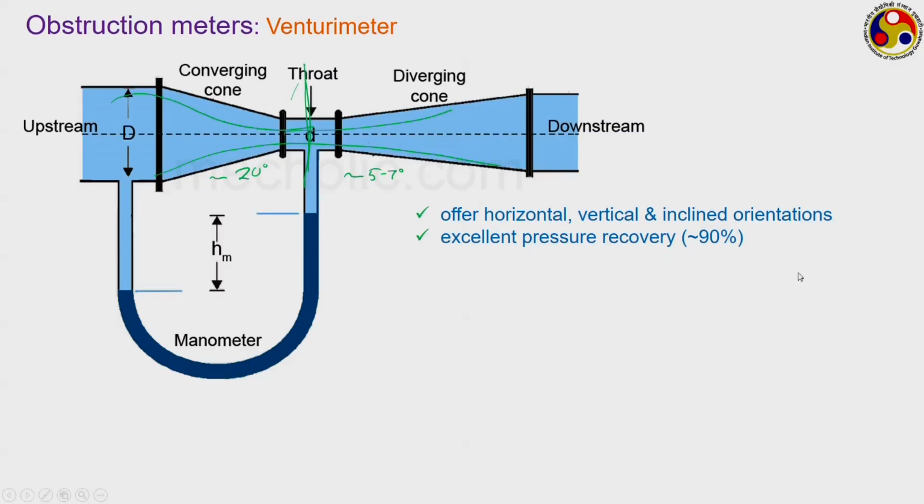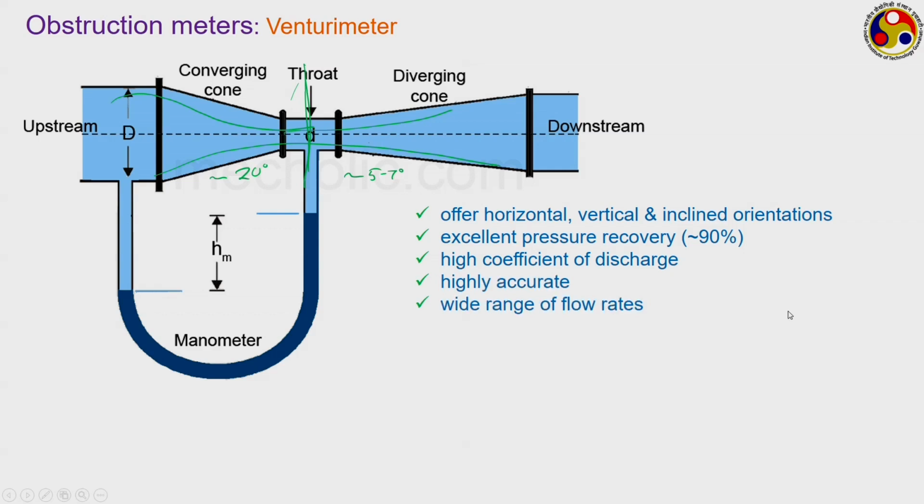Excellent pressure recovery, you can go up to 90% recovery in the initial pressure at the downstream side. High coefficient of discharge, it is highly accurate as well, and it can give a wide range of flow rates. We can use this one even for dirty flows, like flow nozzles. Here there is very little chance for solid particles to get clogged, thereby allowing us to use it for situations with particle suspension or maybe some dirt or mud present in the flow.